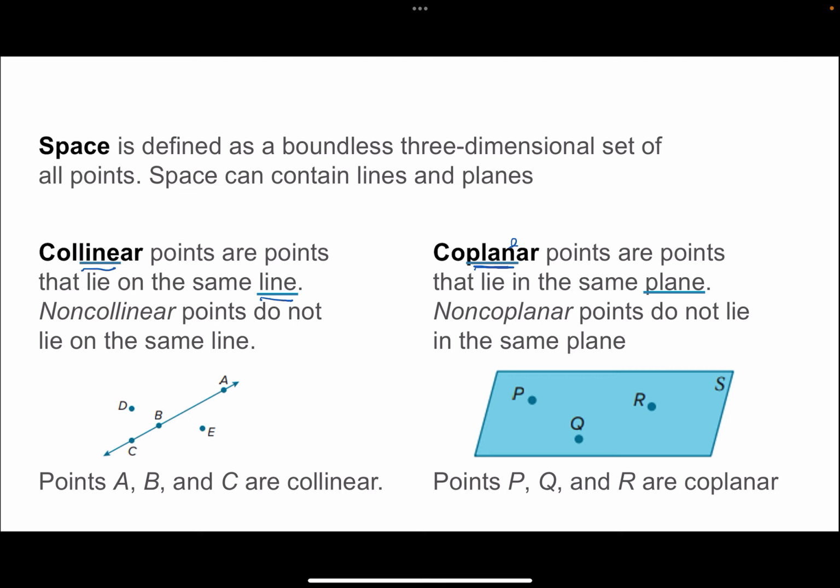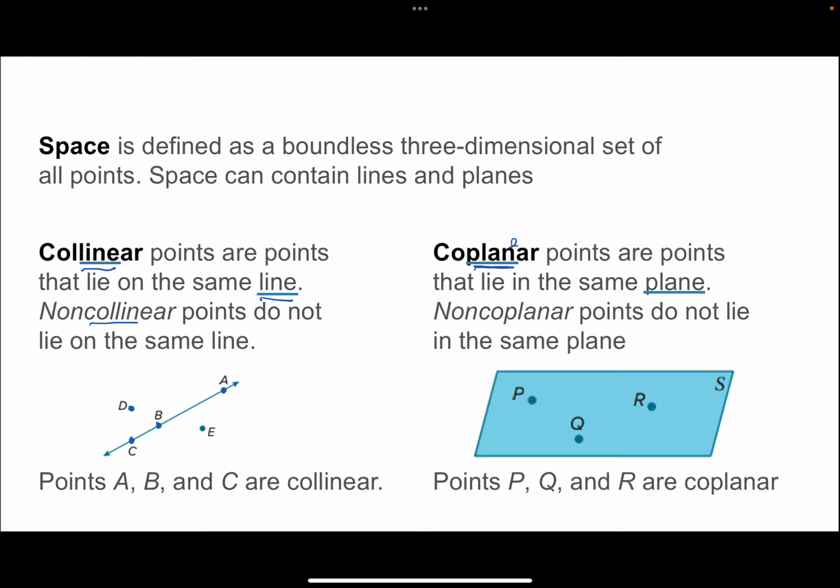So if I have 3 points that lie on the same line, they're called collinear. A, B, and C are collinear. But B, D, and C are non-collinear, meaning they are not all together on the same line. We can get a line through B and C, and one through D and C, and one through B and D, but they aren't all 3 collinear.